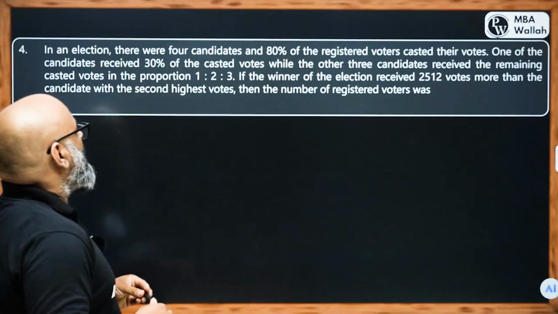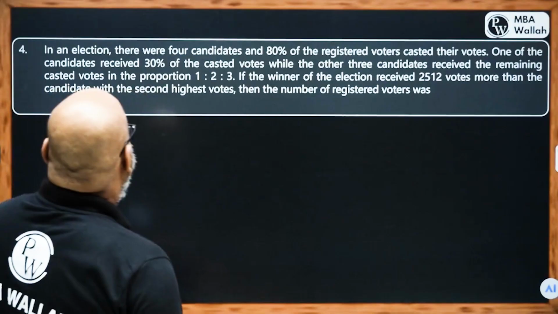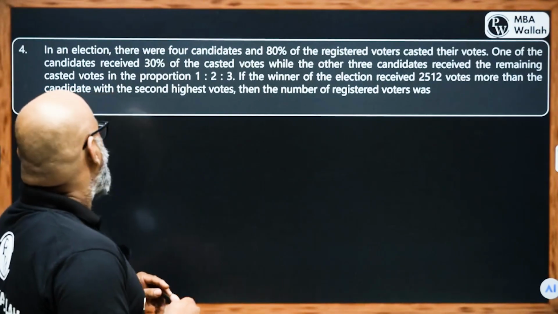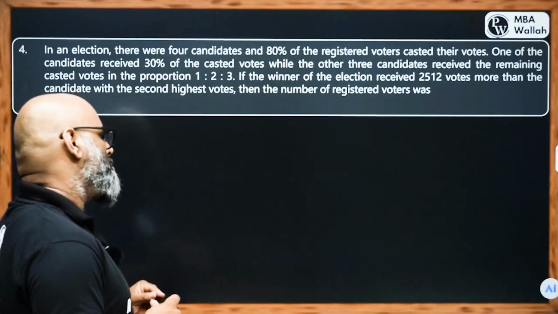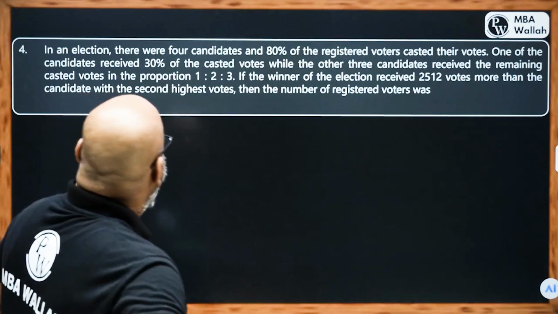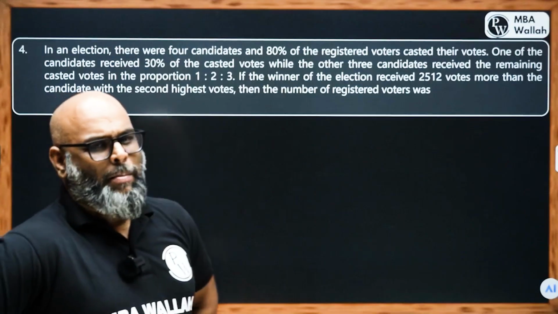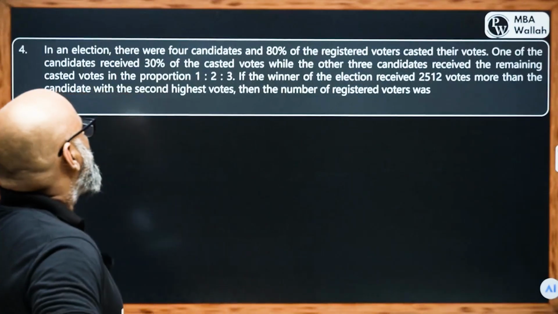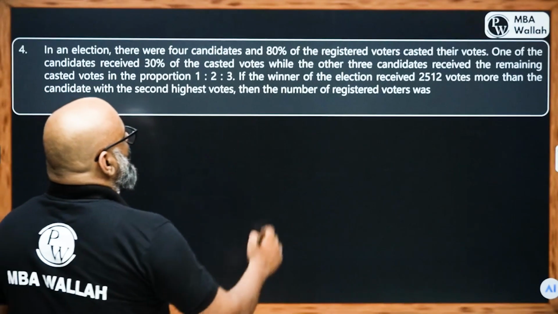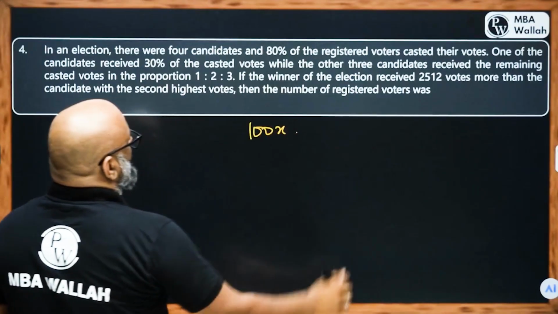In an election, there were 4 candidates. 80% of the registered voters casted their votes. One of the candidates received 30% of the casted votes, while the other 3 candidates received the remaining casted votes in the proportion 1:2:3. The winner of the election received 2512 votes more than the candidate with the second highest votes. So the gap between the first and the second happens to be 2512. Then the number of registered voters was, okay, I'm going to say the total number of registered voters is 100x.